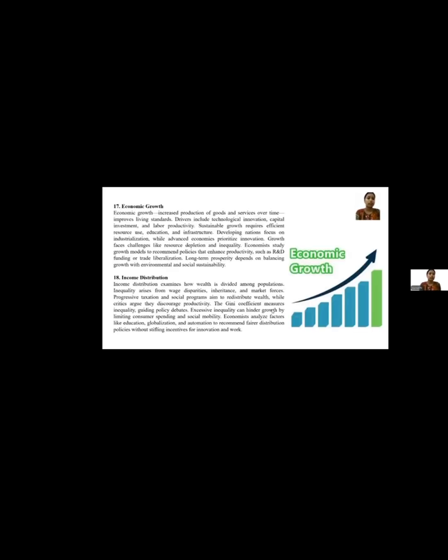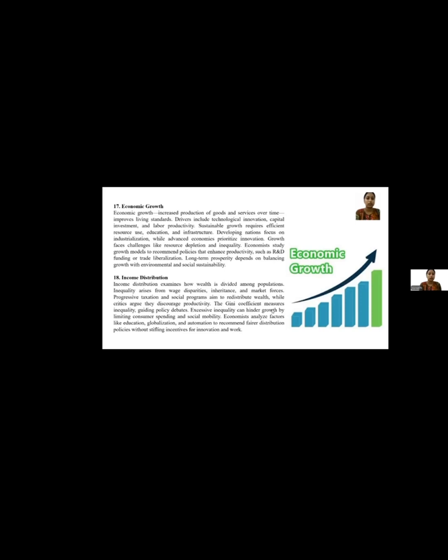Economic growth. Economic growth is the increase in production of goods and services over time, improving living standards. It is driven by technological innovation, capital investment, and labor productivity. Sustainable growth requires effective resource use, education, and infrastructure.